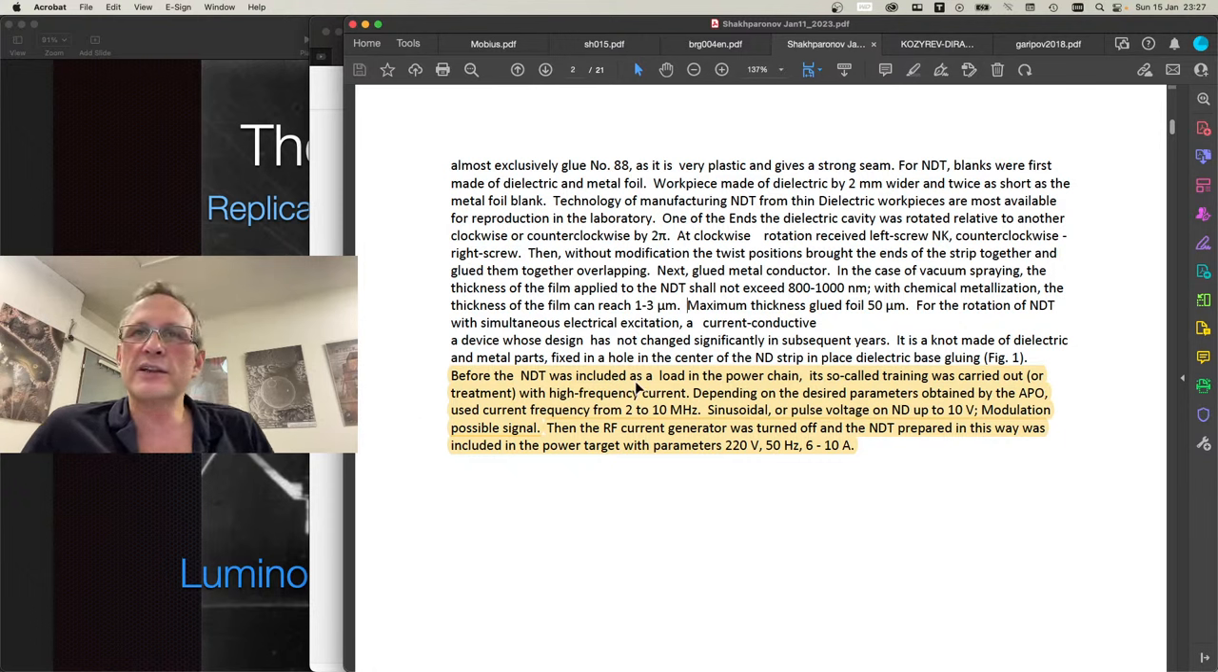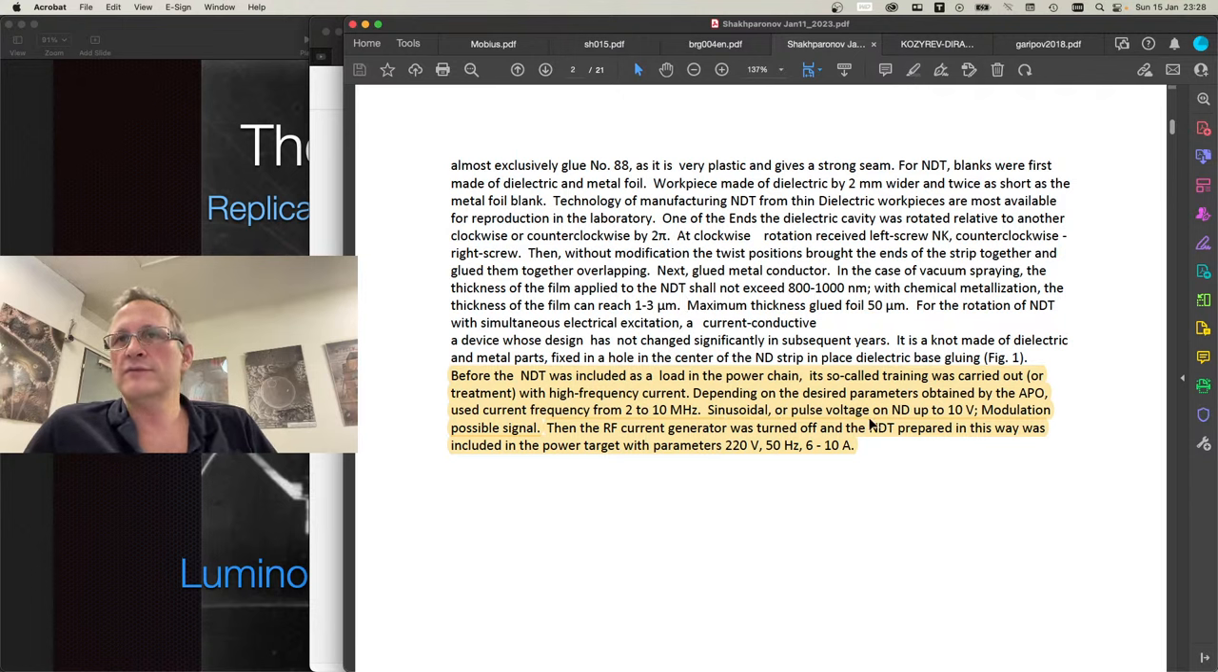Before the NDT was included as a load in the power chain, its so-called training or treatment was carried out with high-frequency current. Depending on the desired parameters obtained by the artificial plasmoid object, the current frequency was from 2 to 10 megahertz. So they have a different treatment to achieve different parameters for the artificial plasmoid object. I'm going to call it an exotic vacuum object from now on, EVO. Right, okay.